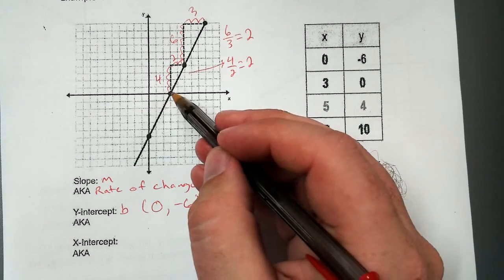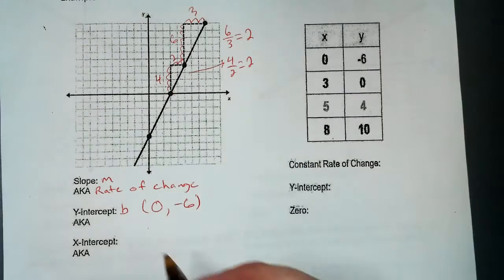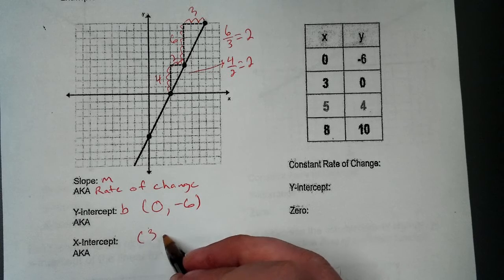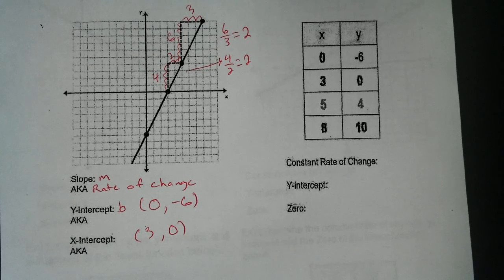For our x-intercept, we're looking where it crosses the x-axis. So on my x-axis, it hits at this point. It's at positive 1, 2, 3. So the x-intercept is 3, 0. And that's it for those key points.